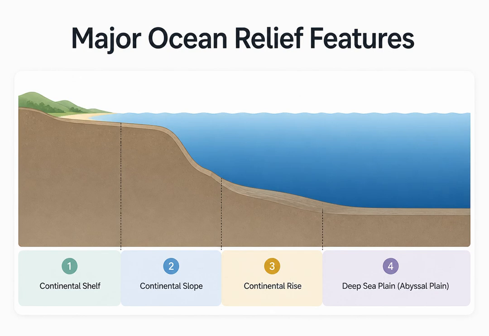Geographers divide the ocean floor into two broad categories, major and minor relief features. Let us start with the major ones. If you were to walk from the beach straight out into the deep ocean, you would encounter four primary zones. First, the shallow continental shelf, followed by a steep drop-off called the continental slope. At the base of that slope is a gentler incline known as the continental rise, which eventually flattens out into the vast deep-sea plain, or abyssal plain.